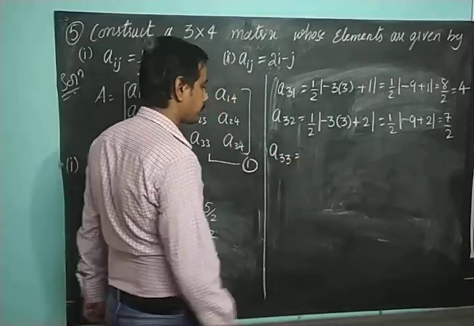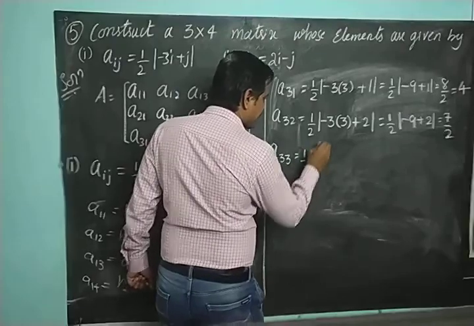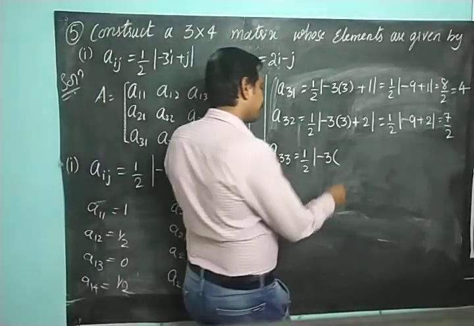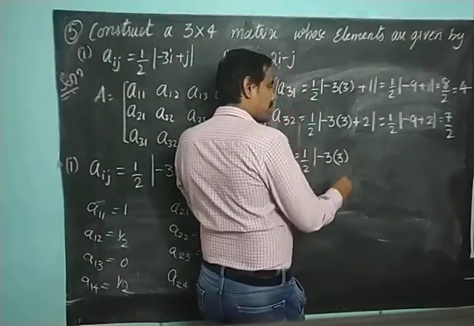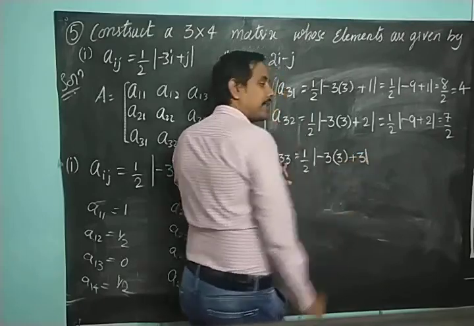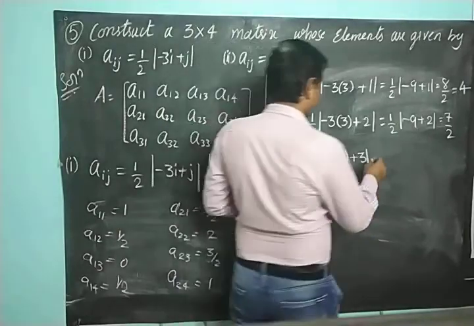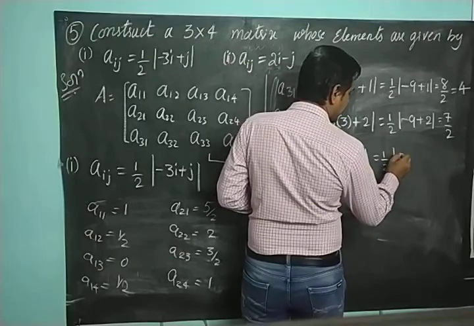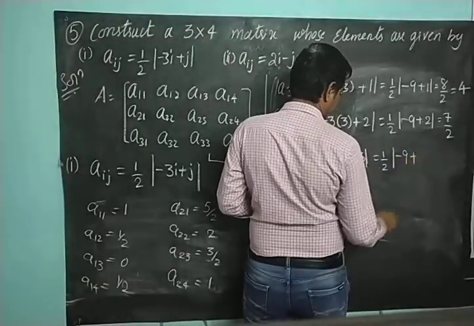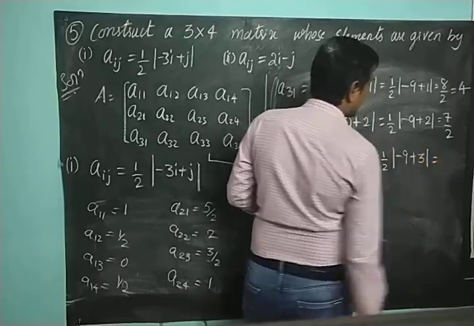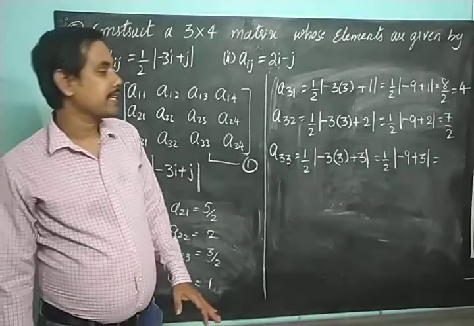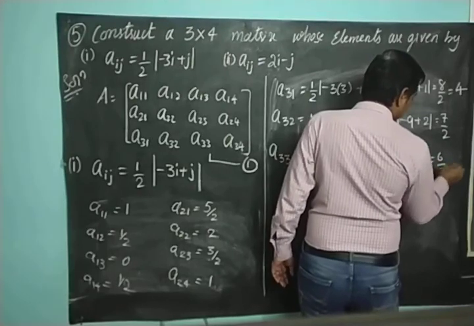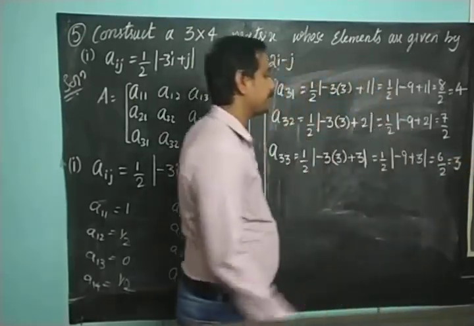A33 is 1 by 2 as it is. Minus 3 as it is. What is i here? That is 3. And what is j? That is also 3. Okay. So 1 by 2 minus 3 into 3 is minus 9 plus 3. So minus 9 plus 3 is minus 6. Minus 6 by 2, minus 6 out of the mod, it will be plus 6 divided by 2, that will be equal to 3.